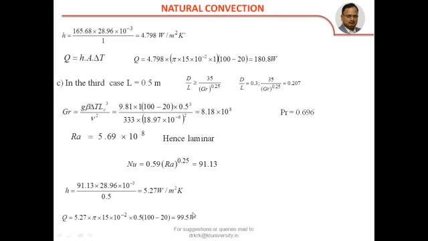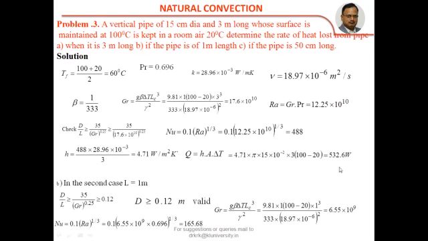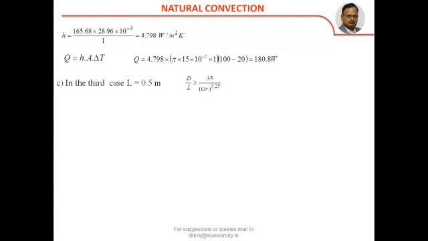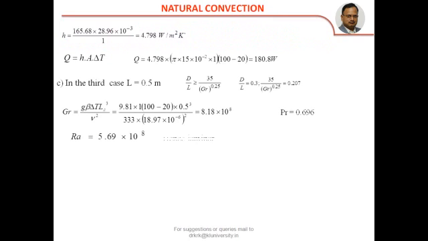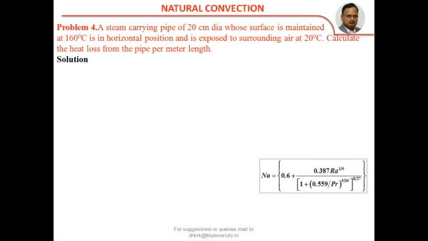So if you have 6 vents like that, the total heat transfer becomes 600 watts, whereas for a single 3 meter pipe, it is only around 530 watts. So judiciously we have to identify in which position the plates, the pipe should be placed to minimize the heat loss by means of natural convection. Let us go to another problem, problem 4.